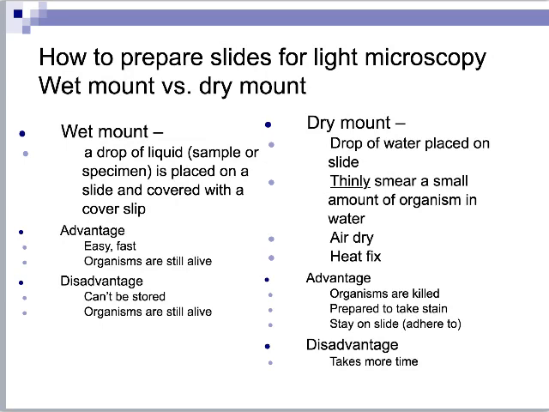Okay, so how do we make slides for light microscopy? So in the lab, so far we've already done one kind of slide. So we've done a wet mount. So a wet mount or a wet prep, all we're going to do is take a drop of liquid and place it on the slide and put a cover slip on top of it. So it's really easy. The organisms are still alive. They're not dead, but you can't store it.